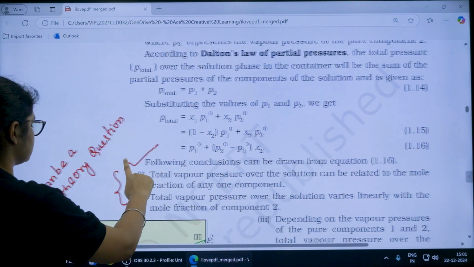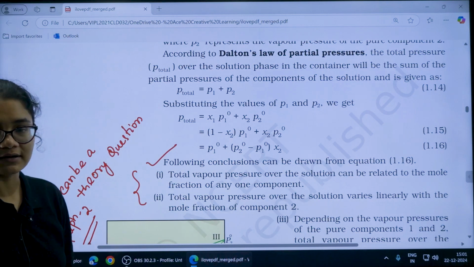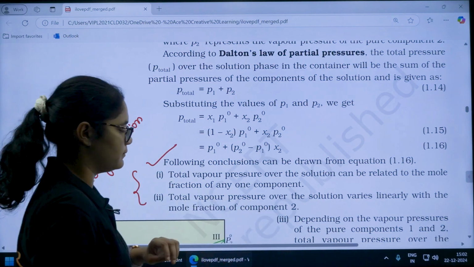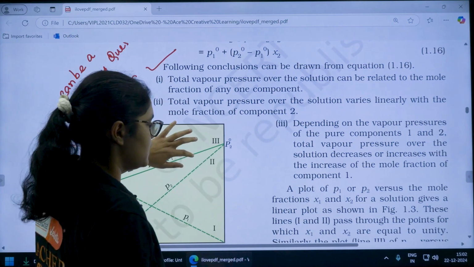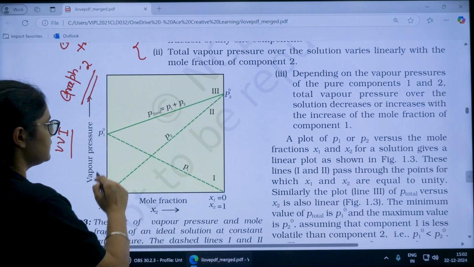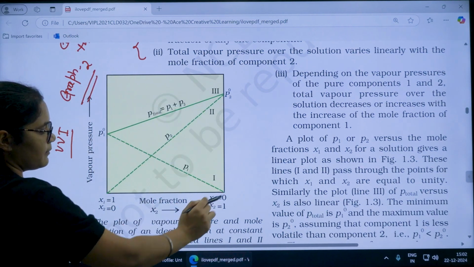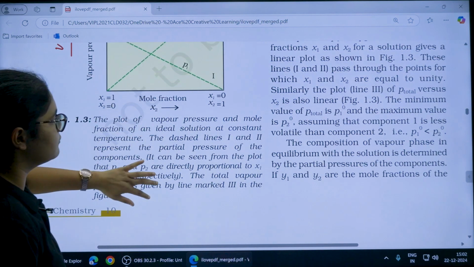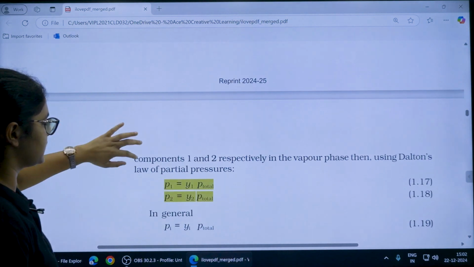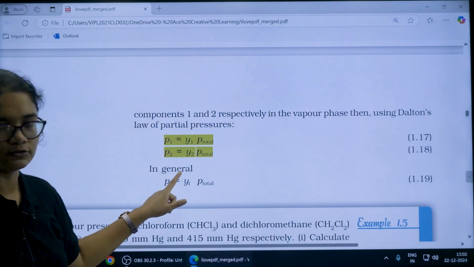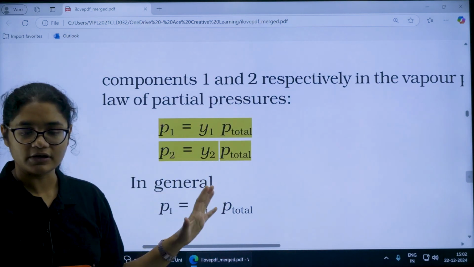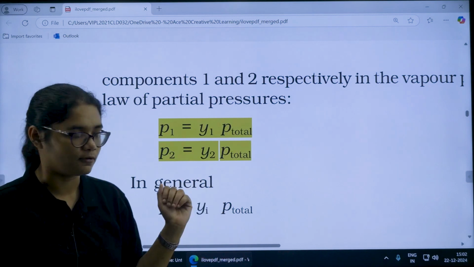This can be asked as a theory question: what are the conclusions? The three points are there, so these points 1, 2 and 3 you should remember and understand. Next is the second graph that you should be doing about Raoult's law. This graph you should practice. After that we will move on, and all these things you can skip, and these two formulas you should remember. Not very popular, these two questions are not asked regularly, but yes, you should know the formula.